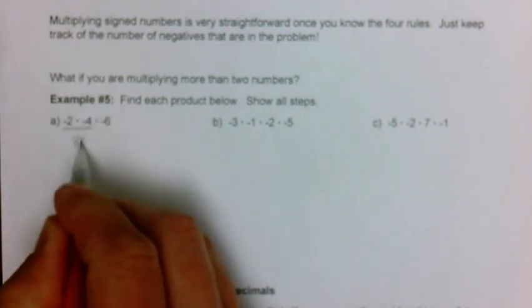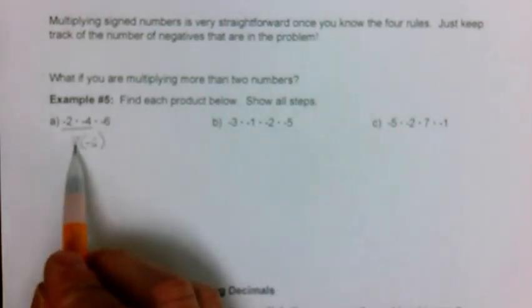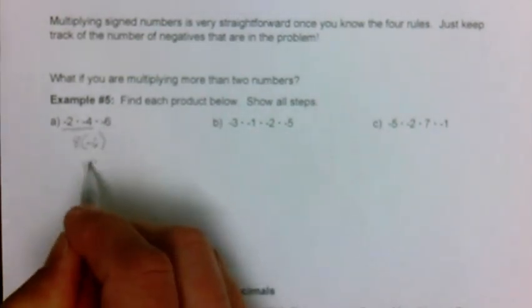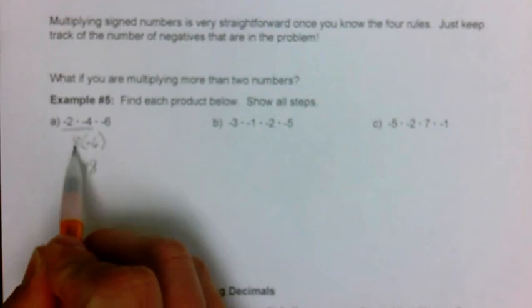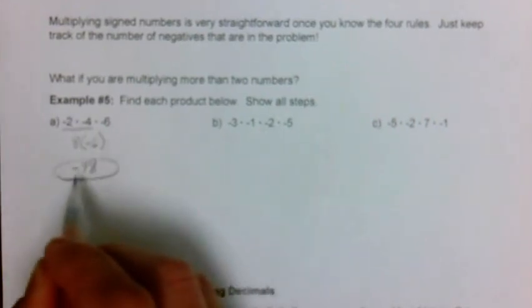And now I'm going to multiply that by the negative 6. I know that 8 times 6 is 48. And then if I remember my sign rules, a positive number times a negative number will be a negative number. So this answer comes out to be negative 48 when you multiply the 3 numbers together.